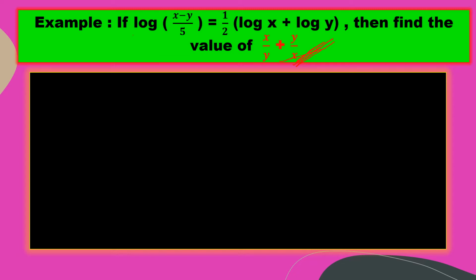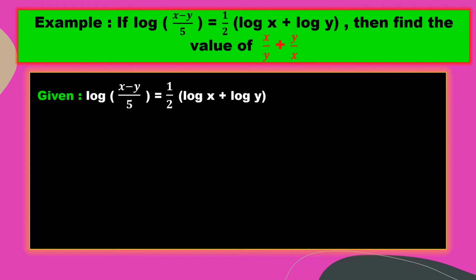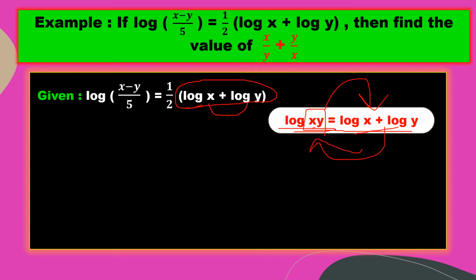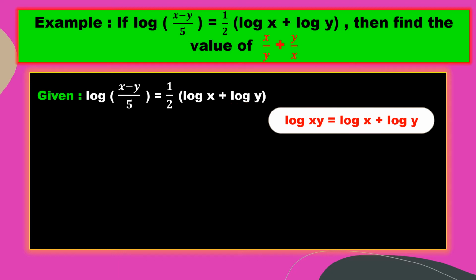First we'll take the given data: log (x minus y by 5) equals 1 by 2 log x plus log y. Log x plus log y means they are under addition, and your addition friend is multiplication. When it is given in this way you should write it in that way. Both are the same, because there is an equal to. So instead of log x plus log y I can write log xy.